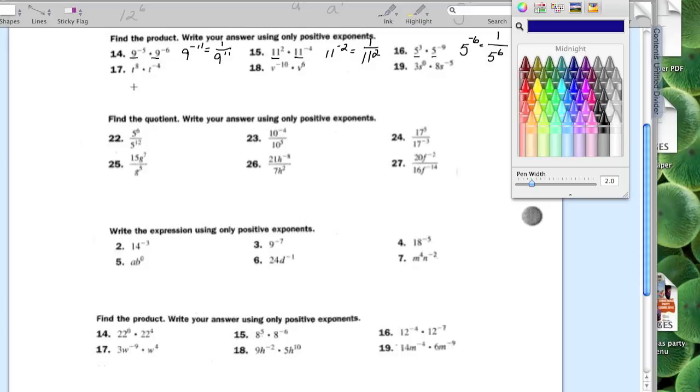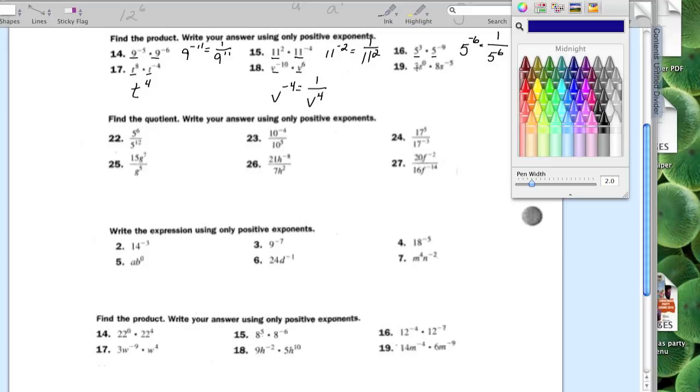Now we have variables, t to the 8th. t is my base, so I add 8 plus negative 4, I get 4, and it's positive, so it stays the way it is. Number 18, v is my base, so v stays constant. Negative 10 plus 6 is negative 4, but I don't want negative exponents, so it goes into the denominator.